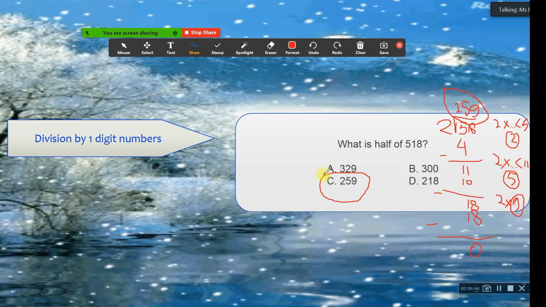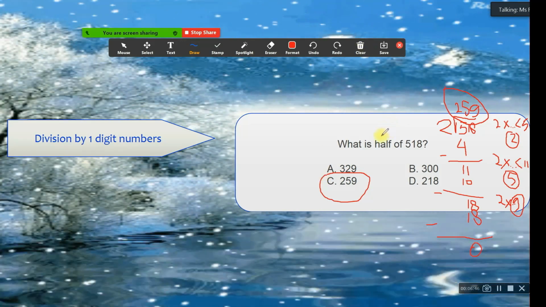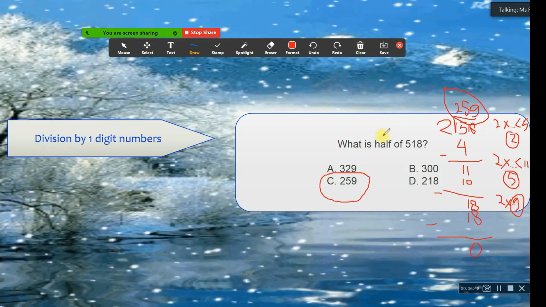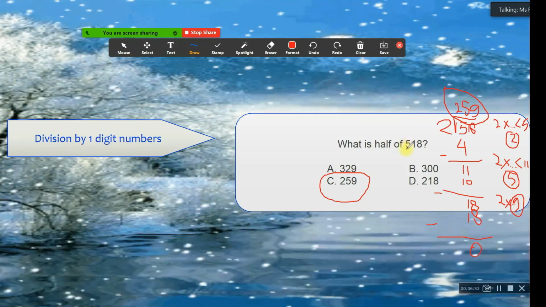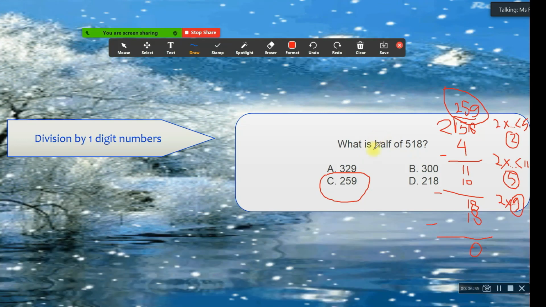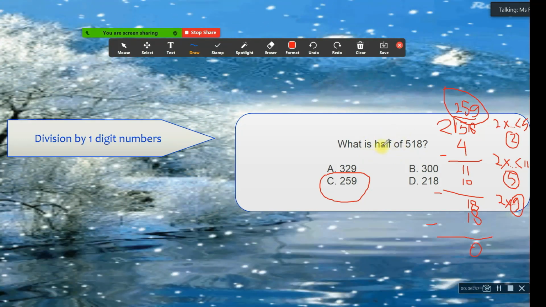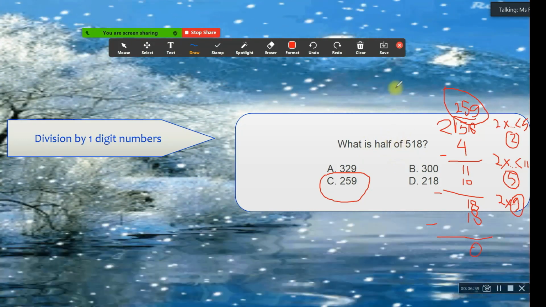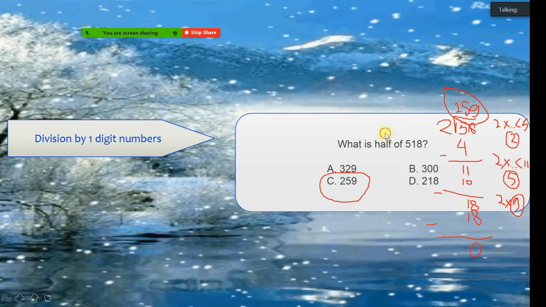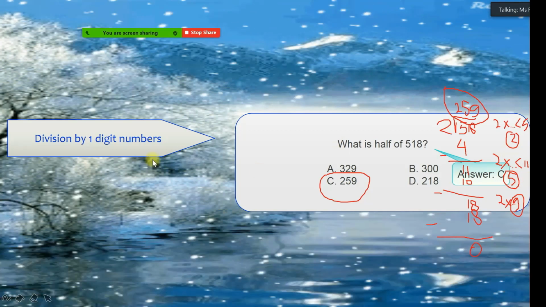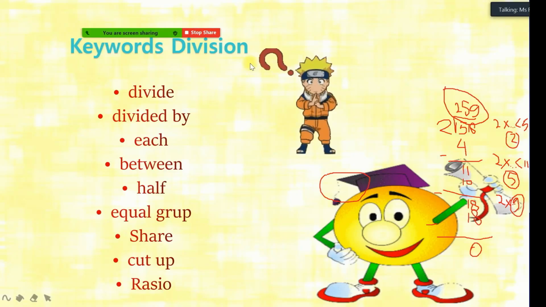The answer is C. Okay, so if the question says half, you can divide the number by 2. Half means divided by 2. So the answer is C.